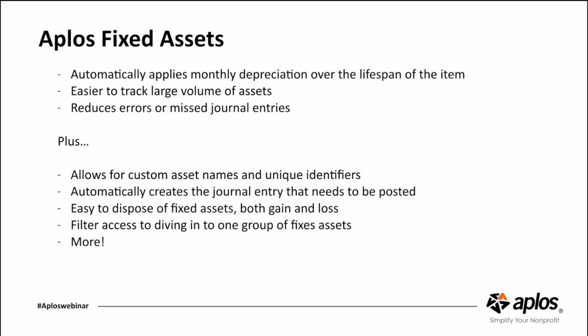So we automatically apply the monthly depreciation over the lifespan of the item. We allow you to track large volumes of assets, so that makes your life easier there. And just having things in a software reduces errors or missed journal entries. Plus, we allow you to set custom asset names and unique identifiers. So if you have fleet vehicles, you've got 15 vehicles, and you want to track each one by its own unique code of symbols and characters, you can do that.